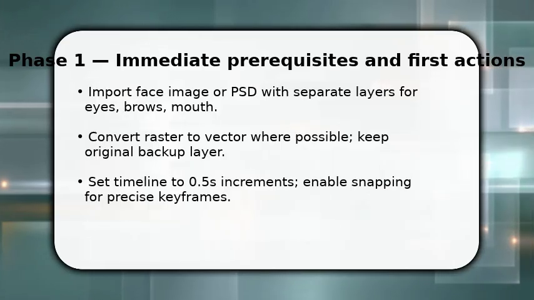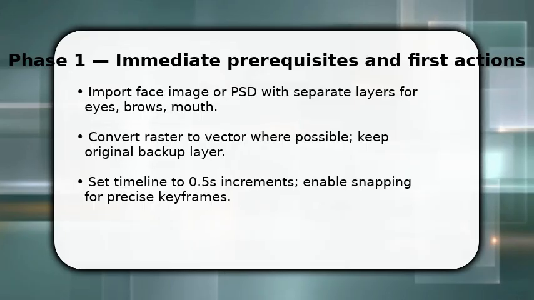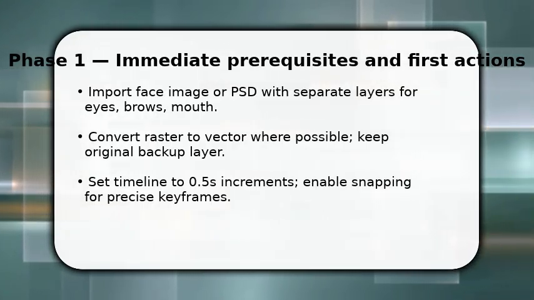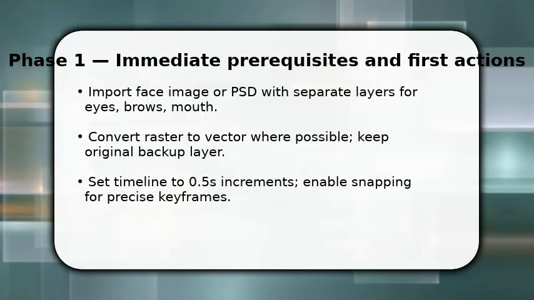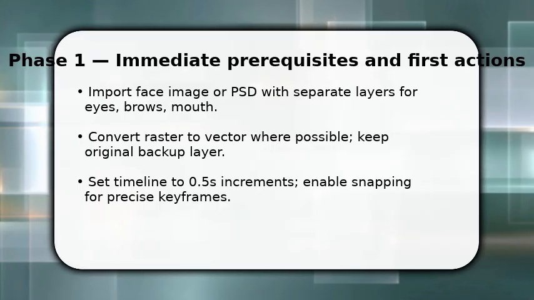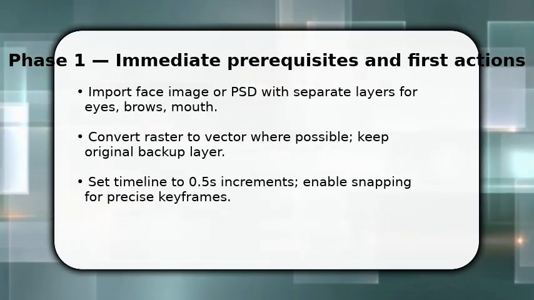You start by isolating the face parts, eyes, brows, mouth, on separate layers so you can animate them independently. Once done, convert or trace important parts to vector for cleaner deformation and set your timeline grid to 0.5-second snaps to control timing.